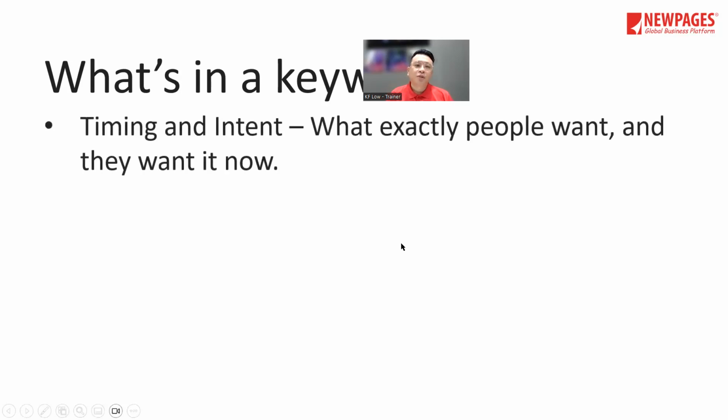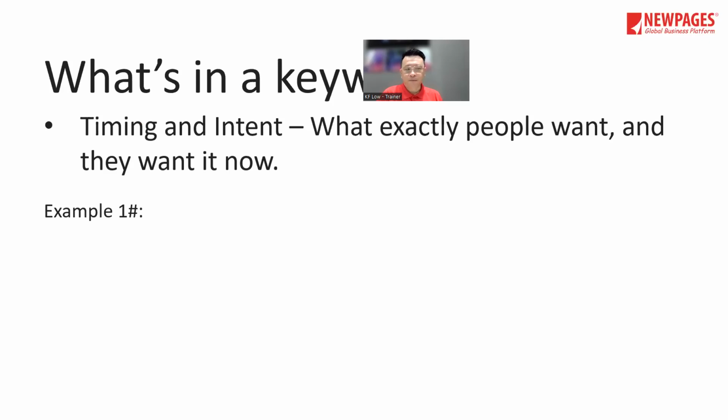Keyword is about timing and intent. Intent means intentional, right? So what exactly people want, and they want it now. Obviously they want it now, otherwise they won't be searching for it. Then we go into their intention: how they actually search for a product or your keywords. Let me give you a very simple example first before we go deeper.